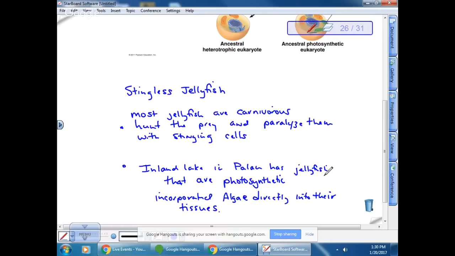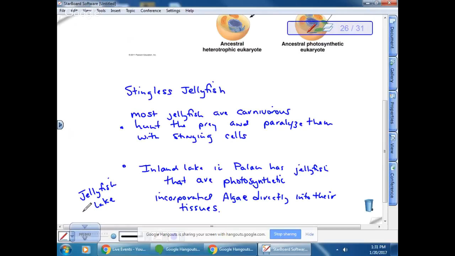So the thing about this jellyfish lake, it's called the jellyfish lake, is that everybody wants to swim there because you can swim with jellyfish and not be stung by them. So if you go to Palau, you have to get on a big multi-year wait list because they only allow a certain number of individuals to swim in the lake every year, okay?